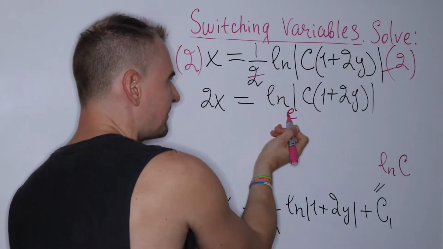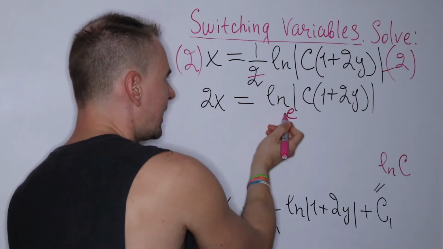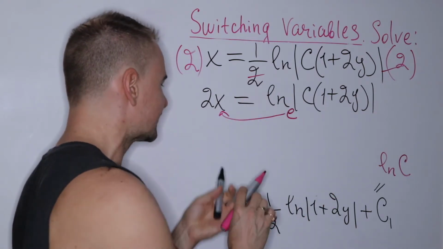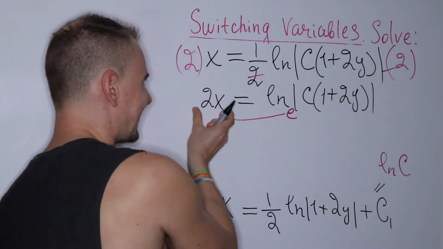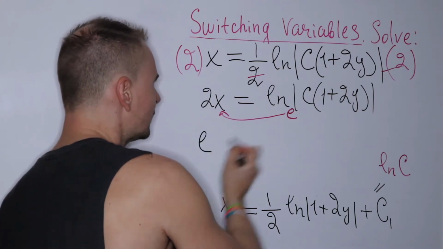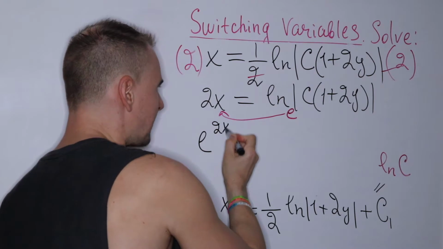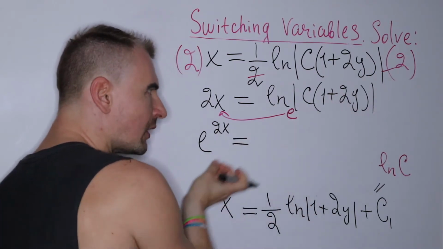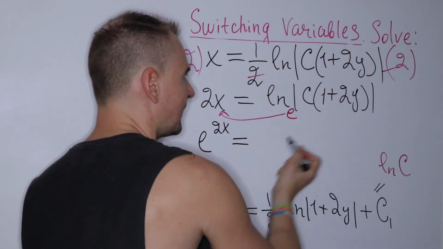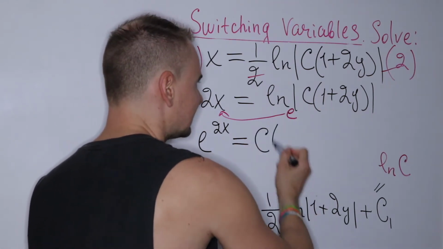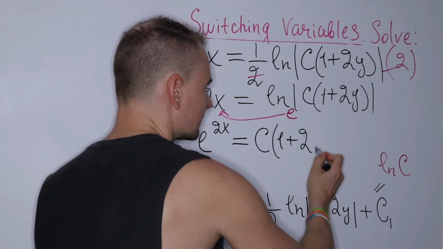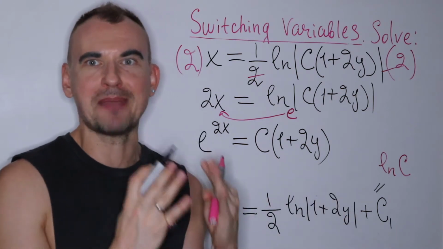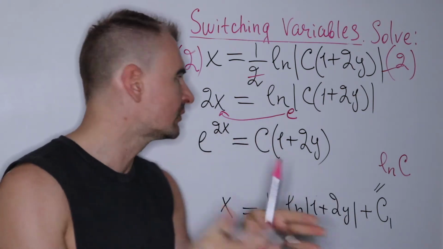I'm going to take this base, pull it out, and raise it to whatever I have on the left side, and it happens to be 2x, that's the exponential power, if you will. So e raised to this 2x power, set equal to whatever you have inside. I'm going to take out this inner part, C times 1 plus 2y. Now, things are getting better. y is getting closer, closer, and closer.